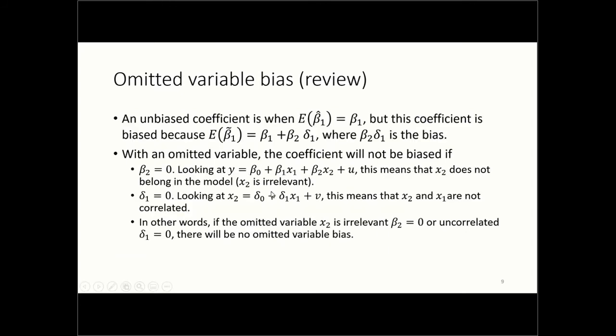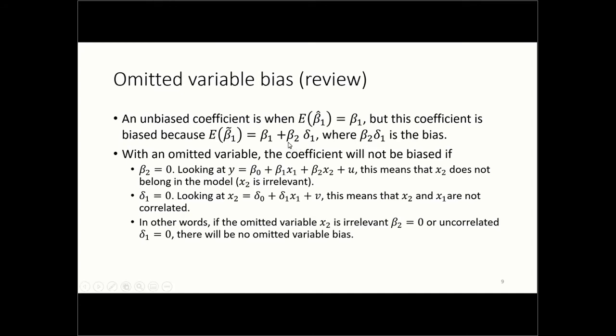So we would have an unbiased coefficient when the expected value of beta 1 hat equals beta 1. But this coefficient is biased because, again, this is equal to beta 1 plus beta 2 times delta 1, where beta 2 times delta 1 is the bias. So now, when would we have this coefficient not being biased?